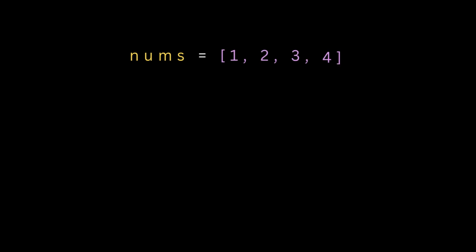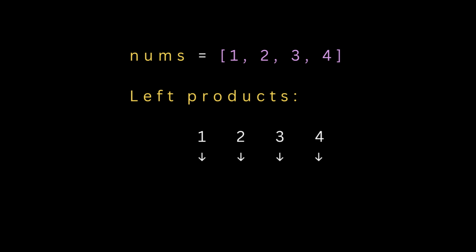So let's calculate all the left products first. For the first element, there is nothing to its left, so we use 1. For 2, the product to its left is 1. For 3, it's 1 times 2, which is 2. And for 4, it's 1 times 2 times 3, which is 6.